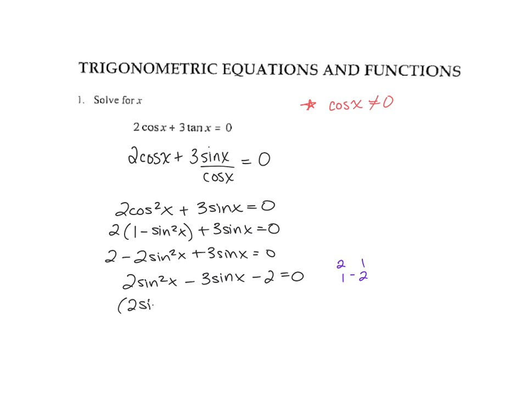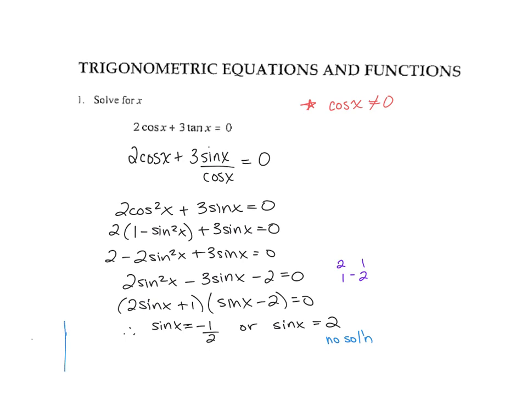So I'm left with 2 sine x plus 1 and sine x minus 2. So I have sine x equals negative 1/2, or sine x equals 2. So at this point, we should be looking at this and going, okay, sine x equals 2 provides me with no solution. There is no angle where my y value on sine is 2. And then sine x equaling a negative 1/2.